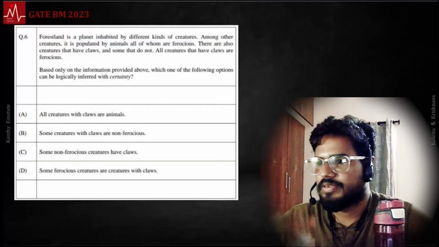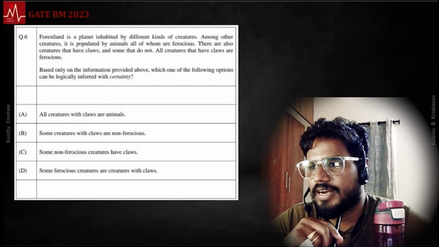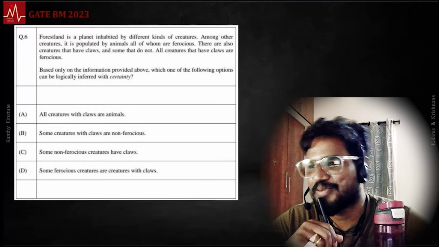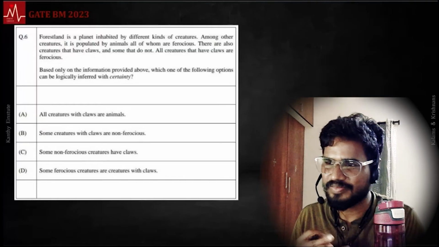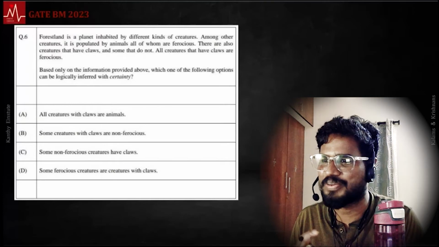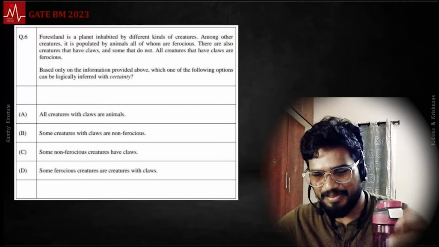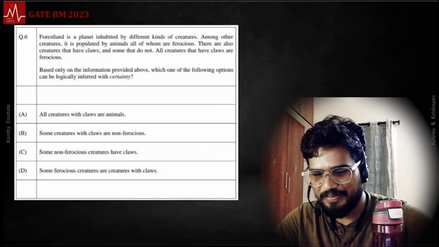Based on only the information provided, which of the following options can be logically inferred with certainty? Forest land is a planet inhabited by different kinds of creatures. Among other creatures, it is populated by animals, all of whom are ferocious. There are also creatures that have claws and some that do not. All creatures that have claws are ferocious. I'll give you a couple of minutes. Language won't help you.